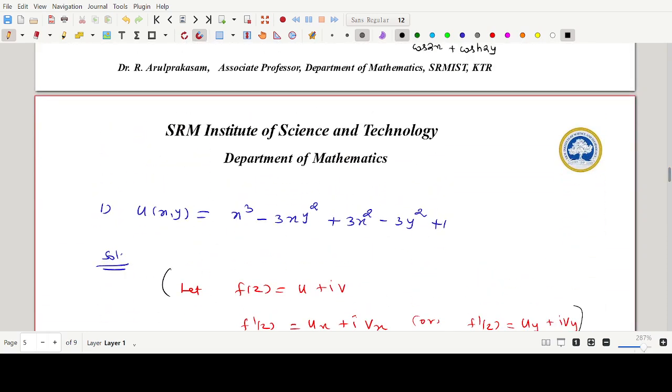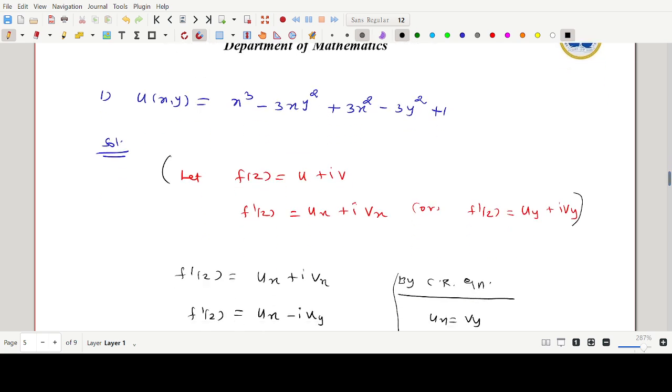Suppose I consider one problem. Here the question is: find the analytic function whose real part u is given, that is the real part of f of z. Everyone knows the standard notation very well. Consider capital F of z, a complex function u plus iv, where u is a function of x comma y and v is also a function of two variables.